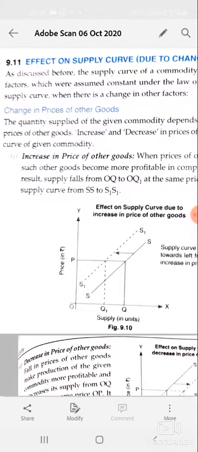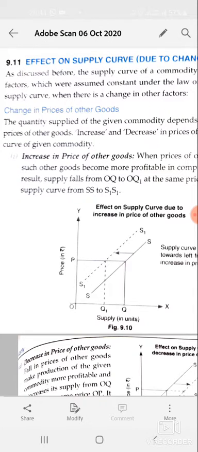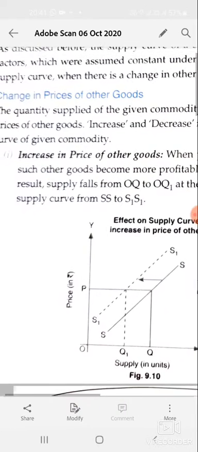The first factor is change in price of other commodity. The quantity supplied of a given commodity depends not only on its price but also on the prices of other goods. An increase or decrease in the price of another commodity shifts the original supply of a given commodity. Now you can see the two effects here.